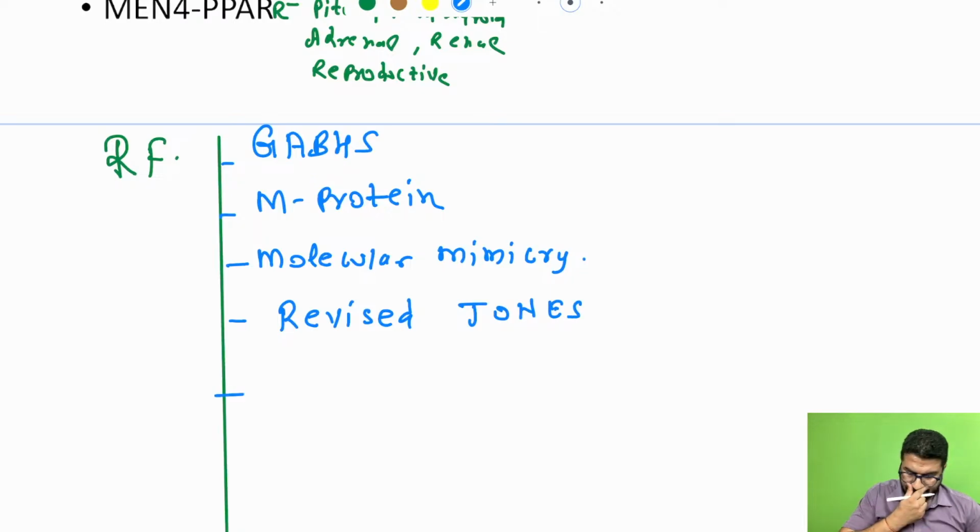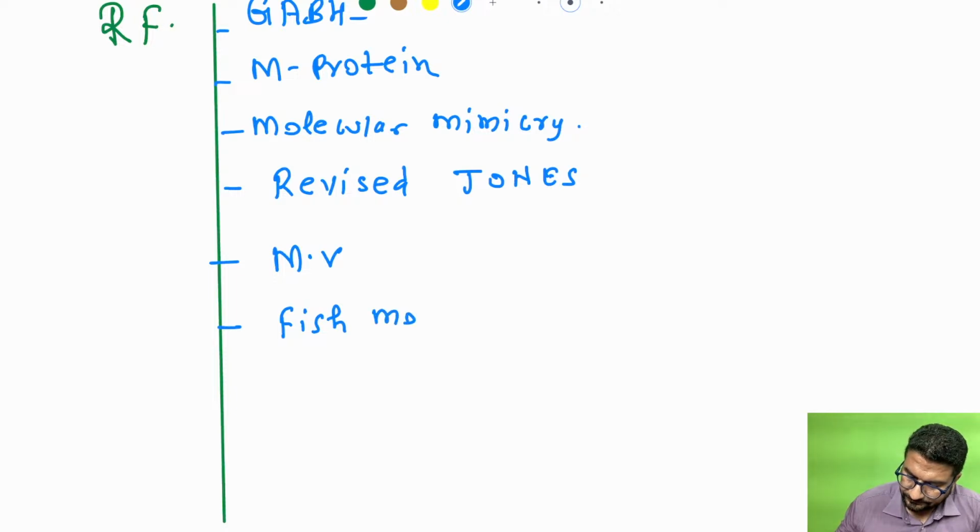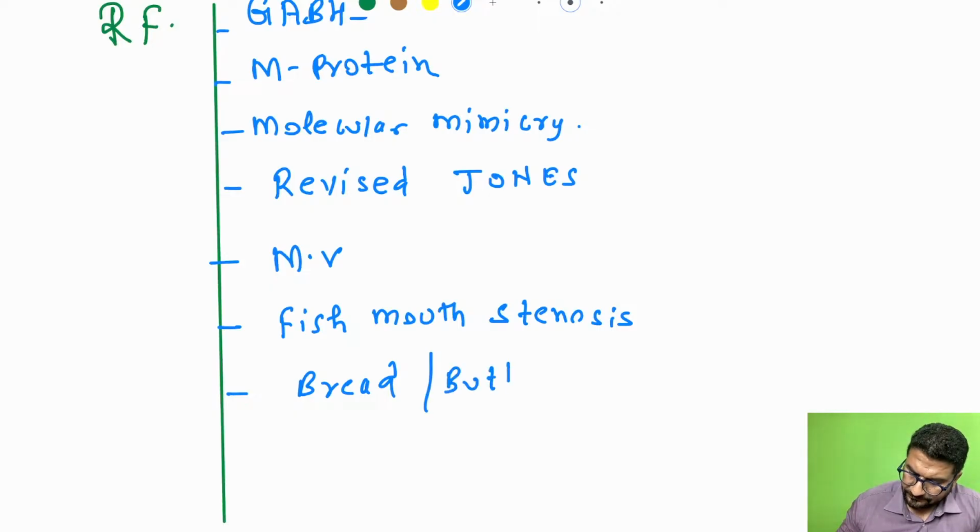Revised Jones criteria. Then try to understand, whenever we see a patient with rheumatic fever, the most common valve involved will be the mitral valve. So there is mitral valve involvement. We call this a fish mouth stenosis. Sometimes you will see bread and butter pericarditis.